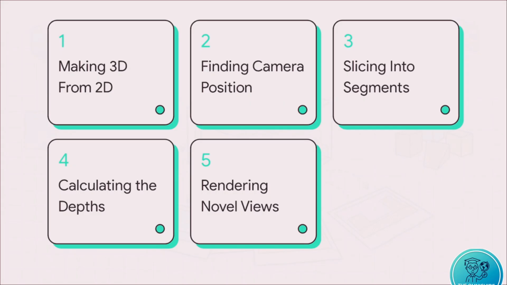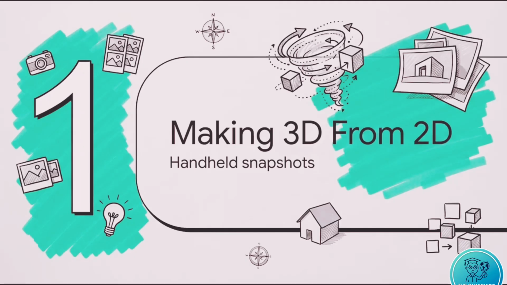To understand how it does this, we're going to treat this algorithm like a factory tour. First up, making 3D from 2D. Next, finding the camera's position. Third, slicing those images into segments. Fourth, calculating the depths. And finally, rendering the novel view. Okay, step 1, making 3D from 2D.